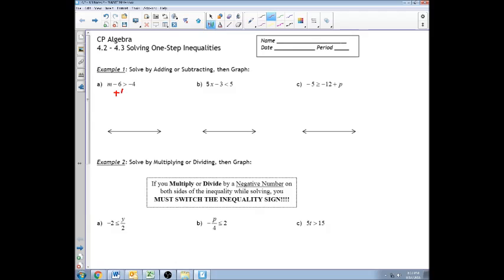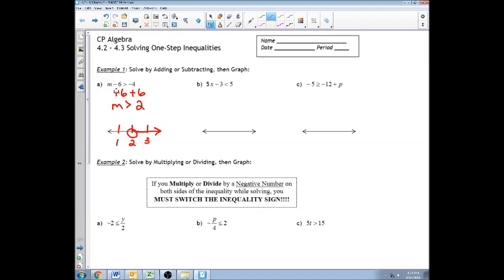I'm going to go ahead and just add 6 to both sides. So M would be greater than 2. To graph this, I'm just going to make 3 points: 1, 2, and 3. Since it is greater than and not greater than or equal to, this will be an open circle. And since my variable is on the left, I can follow my arrow.